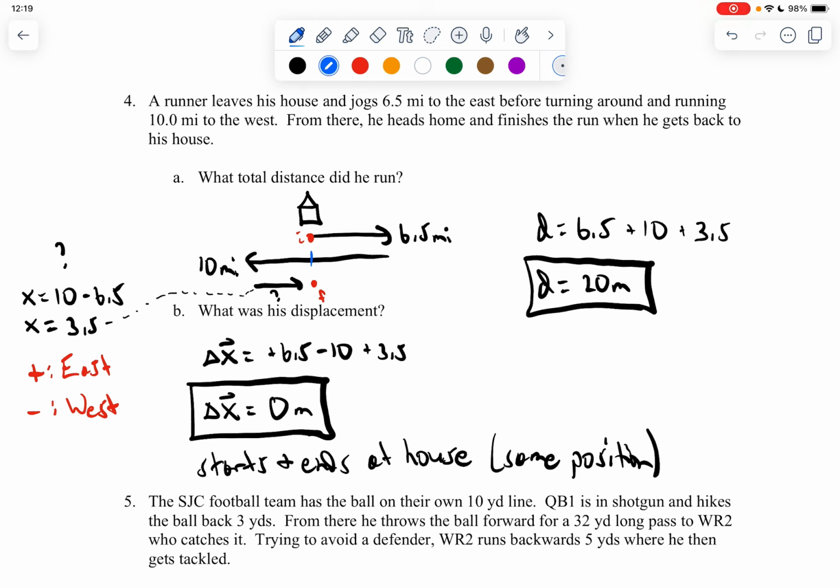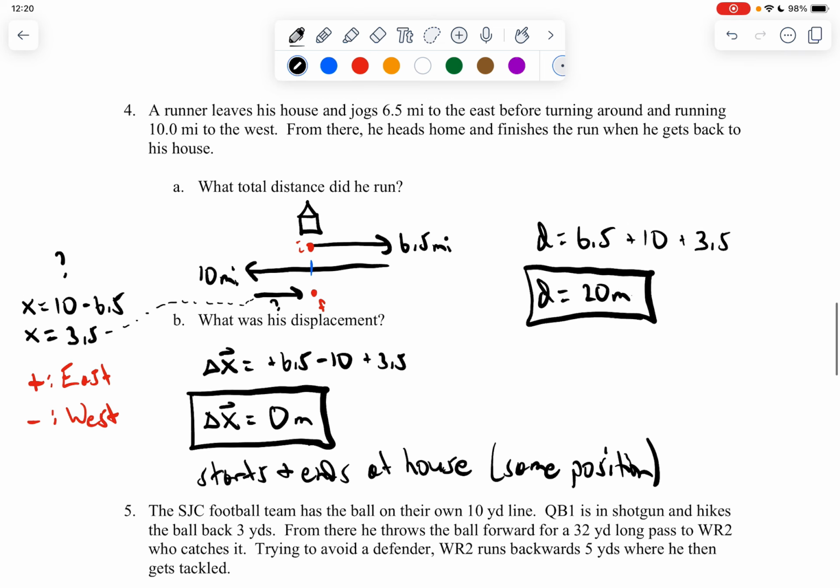So after our second leg, if we end up 3.5 miles west of our house, we then have to run 3.5 miles back east to get us to our starting point. So our total distance, we just want to add up those individual legs. We have the 6.5 going east. We have the 10 miles going west. And then we have that last leg of our 3.5 miles going back east, giving us 20 miles in total as the distance we've traveled.